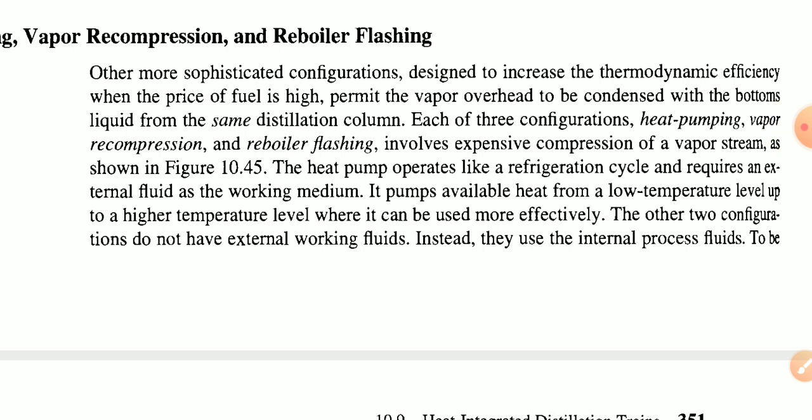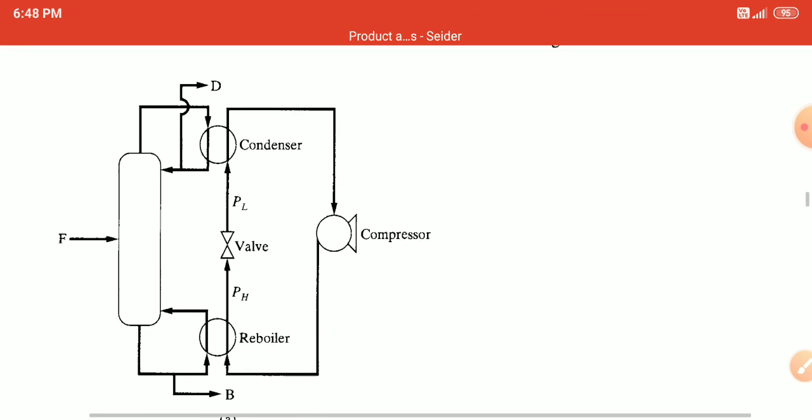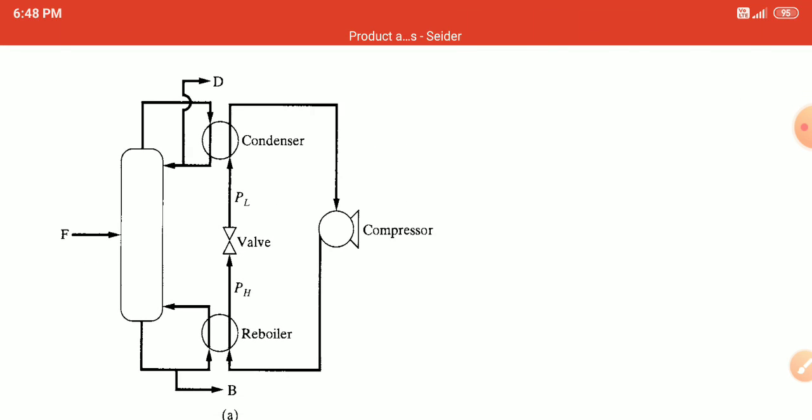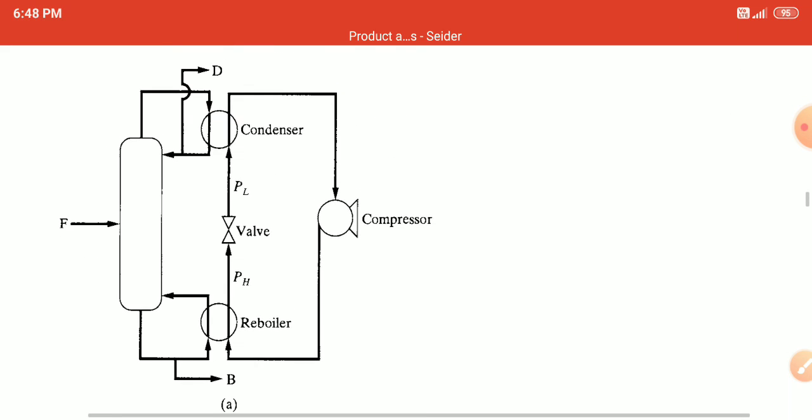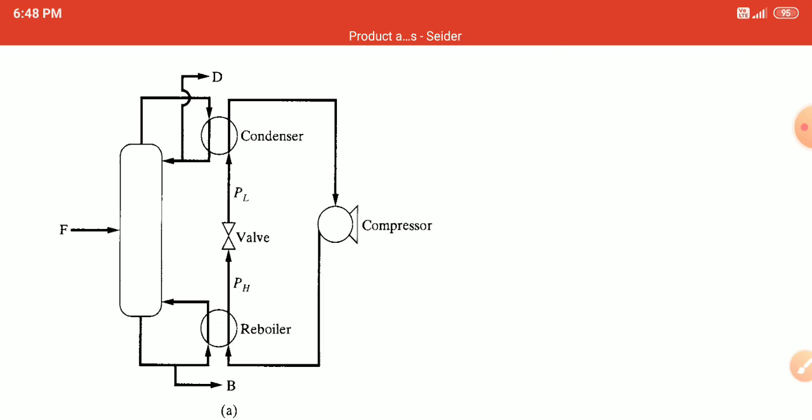And the heat pump operates like a refrigeration cycle and requires an external fluid as a working medium. It pumps available heat from a low temperature level to a higher temperature level where it can be used more effectively. The other configurations do not use an external working fluid. Okay, the first one, draw the figure. Simply, vapor recompression has a condenser.